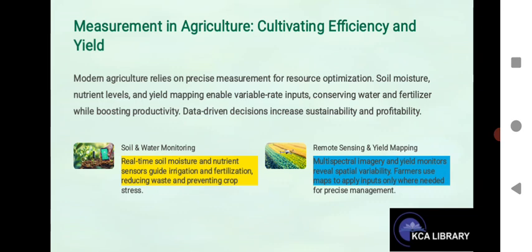What of agriculture? Is it left out? No. Modern agriculture relies on precise measurement for resource optimization. Talk about soil moisture, nutrient levels, and yield mapping. All these enable variable rate inputs, conserving water and fertilizer while boosting productivity. Data-driven decisions increase sustainability and profitability. So measurement in agriculture includes soil and water monitoring, remote sensing, and yield mapping.